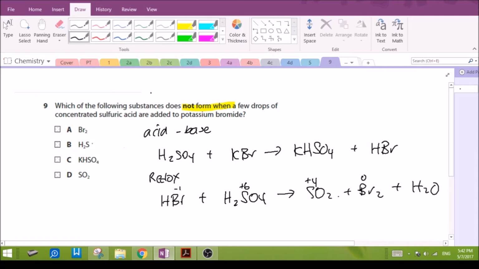So which of the following does not form? We get bromine. We do not have hydrogen sulfide. Right, so B is our answer. Right, C will be here, and then D, sulfur dioxide, will be here. So the only thing we don't get is hydrogen sulfide.